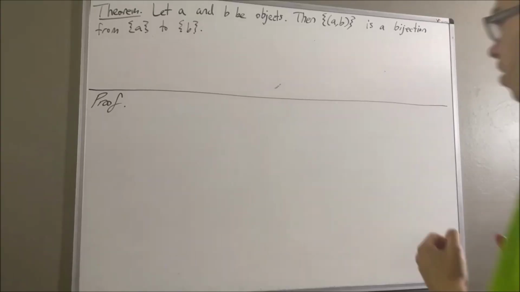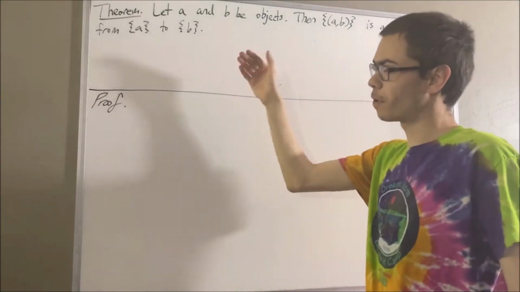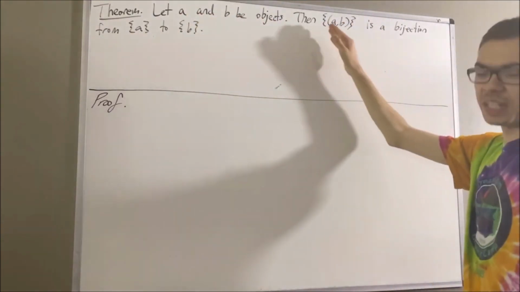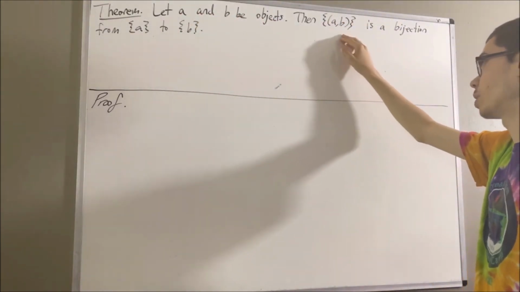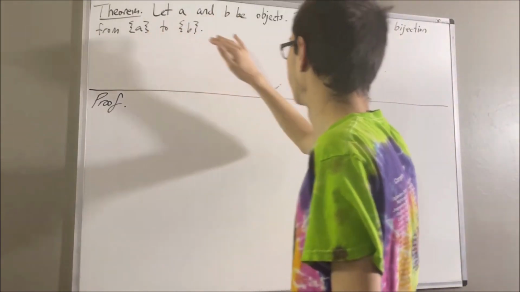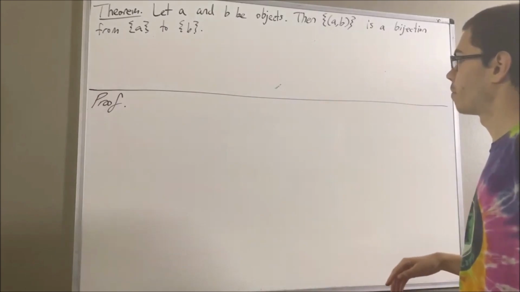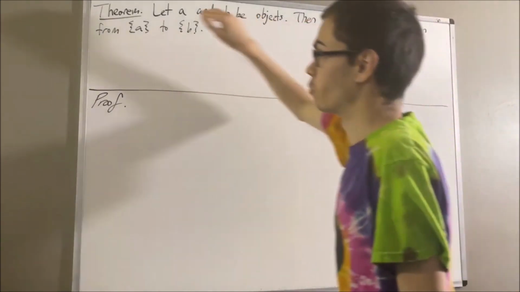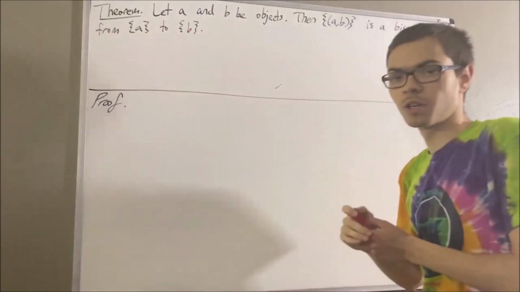Hello! In this video, we are going to prove the following theorem. Let A and B be objects. Then the singleton set of the ordered pair A comma B is a bijection from the singleton set of A to the singleton set of B. Now, we're trying to show that a set of ordered pairs is a bijection from one set to another set.